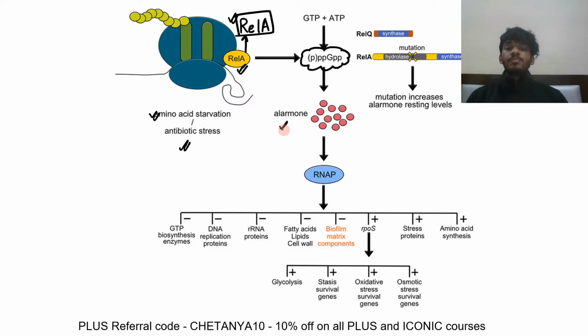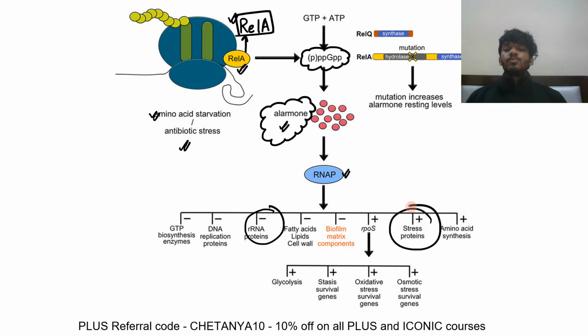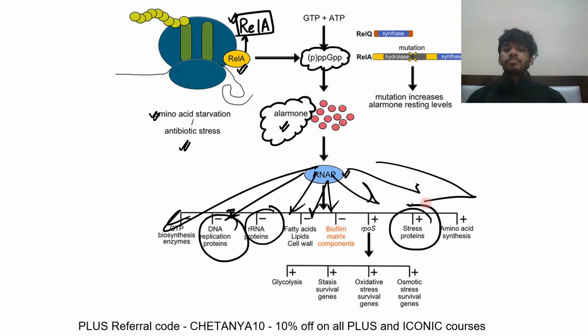There will be formation of something known as alarmone. It is a hypothetical hormone, alarmone, and that will cause RNA polymerase to mediate certain effects. It will reduce the biosynthesis of enzymes. It will reduce the biosynthesis of rRNA proteins. It will form stress proteins, right? It will reduce DNA replication. So all these effects are part of the stringent response. Okay. Clear?